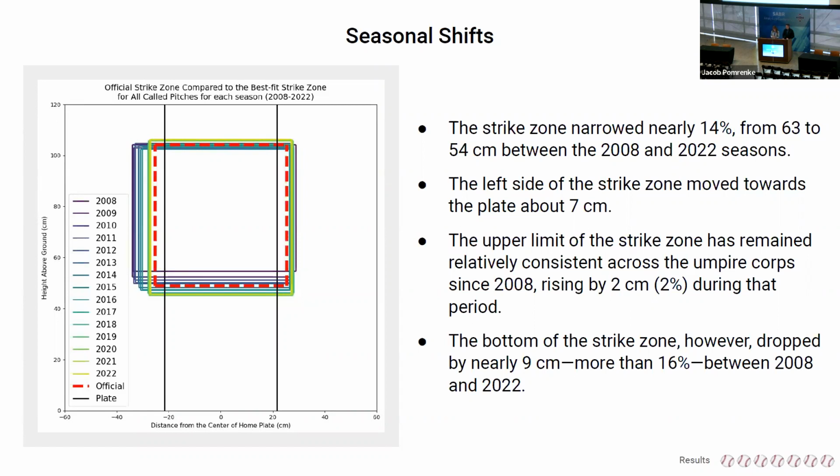On the Z-axis, the uppermost limit of the strike zone has stayed relatively constant across the umpires, rising by about 2%, not that much. During the period, the bottom of the strike zone, however, has dropped about 16%. Umpires are essentially increasingly calling the lower strike, which is something that we all see when we watch games lately. So that wraps up our investigation into the best fit strike zone surface.